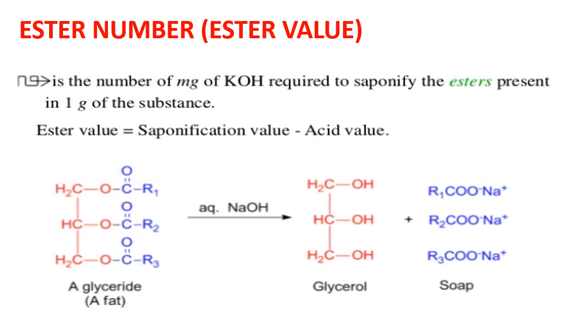Next, ester number. It is also known as ester value. It is the number of milligrams of potassium hydroxide required to saponify the ester present in 1 gram of substance. The formula for ester value is saponification value minus acid value. In this process, a glyceride, a fat, reacts with aqueous sodium hydroxide solution to give glycerol and soap.